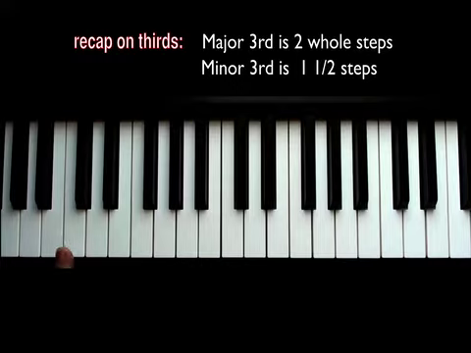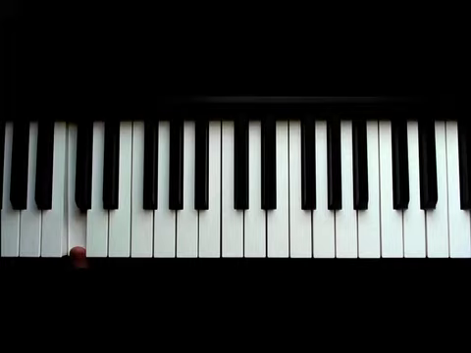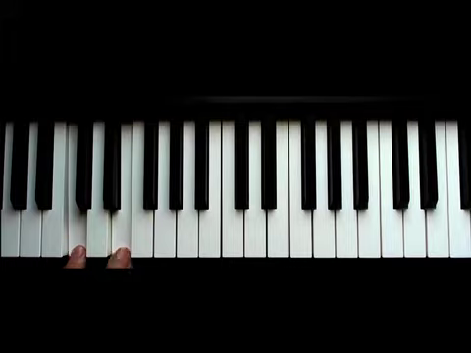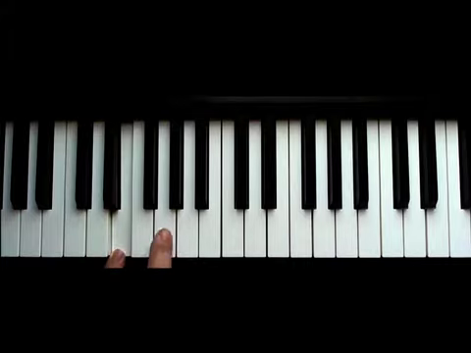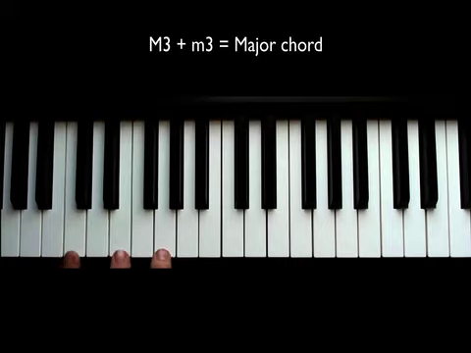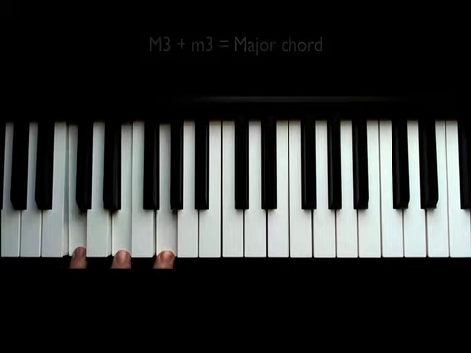So let's go to C first, and let's go with a major third first and then a minor third. So we know a major third is 2 whole steps, and now we're going to go from this note and do a minor third. So from E, we know a minor third is a step and a half. So there is a triad. This happens to be a C major triad, okay? And the formula for a major triad is a major third and then a minor third. So there is your C major triad.